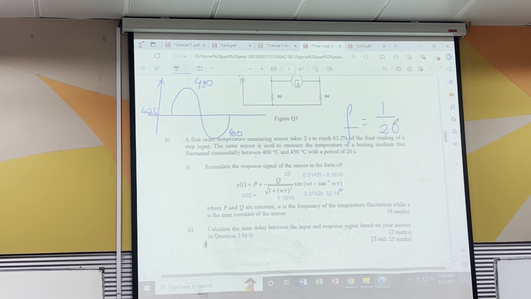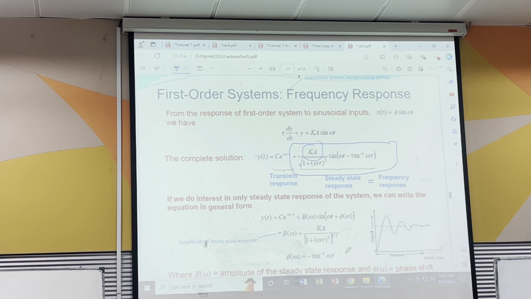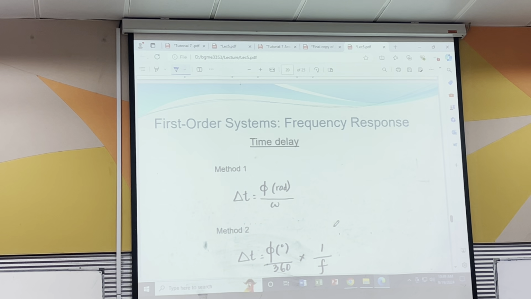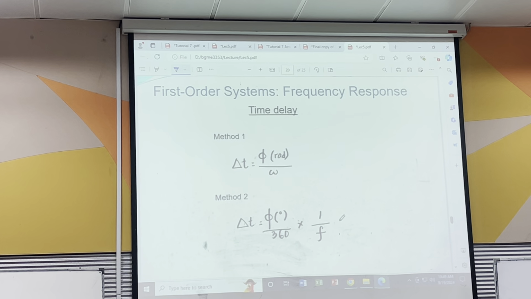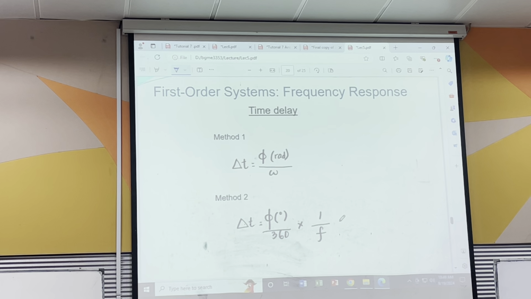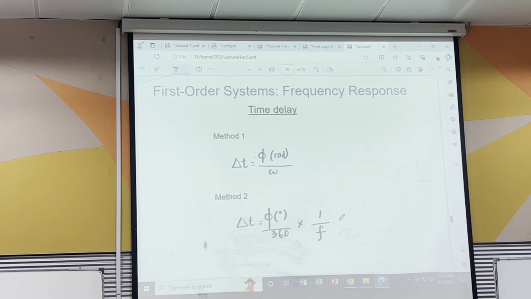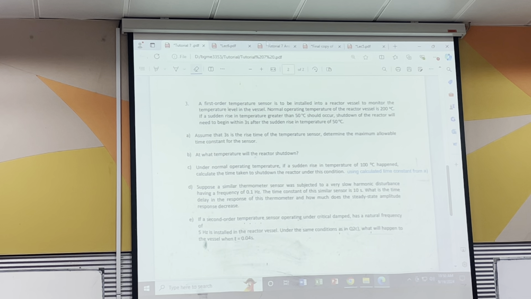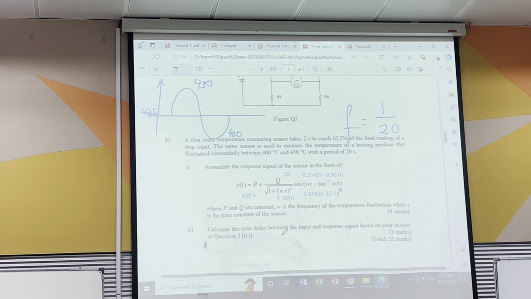Calculate the time delay. So based on the formula, your time delay will be one of these two, right? Whichever you want to use, I want you to give me the final answer for this time delay. Right, calculate the time delay.